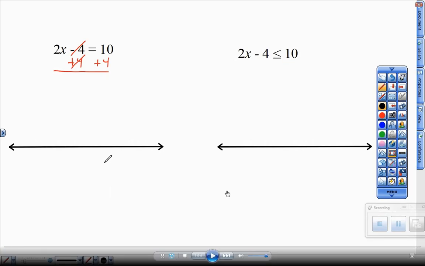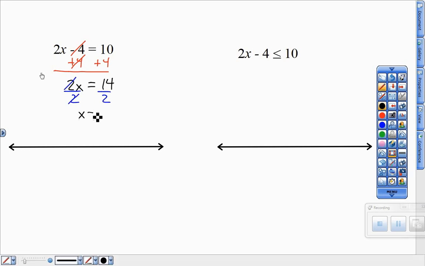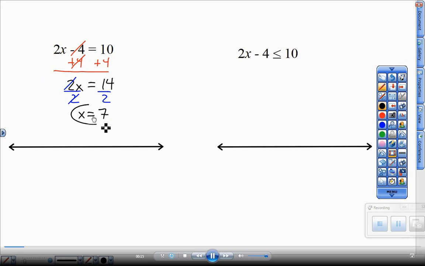Okay, for tonight's homework, I'd like you to copy all the work for these problems and turn this work in tomorrow. So here we go. These first ones, again, I want you to see when you have an equation, adding 4 to both sides, dividing both sides by 2, that is only one answer. X equals 7 is the only solution to this equation. On a number line would be a big solid dot on 7.